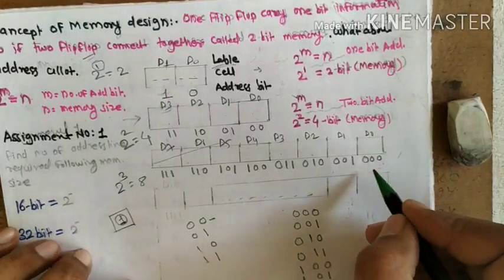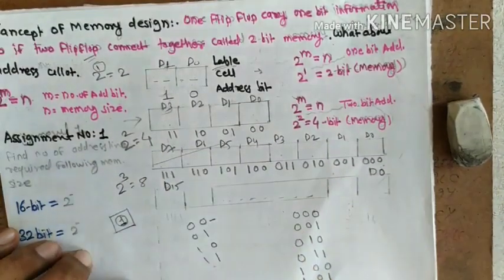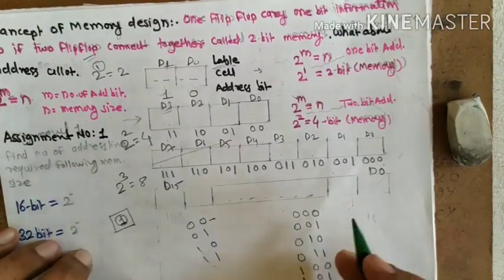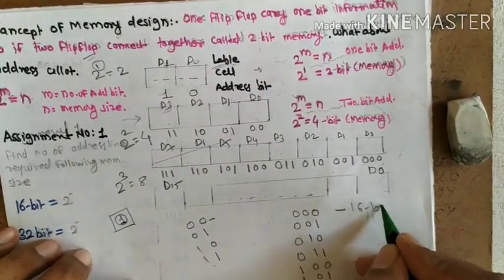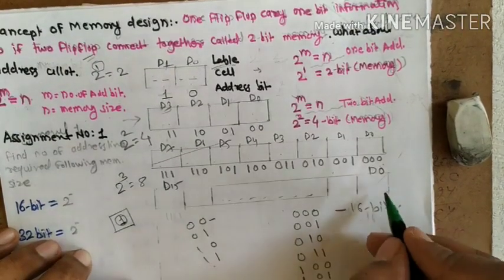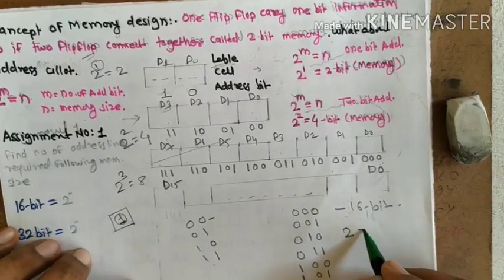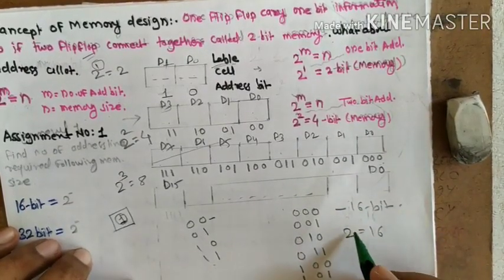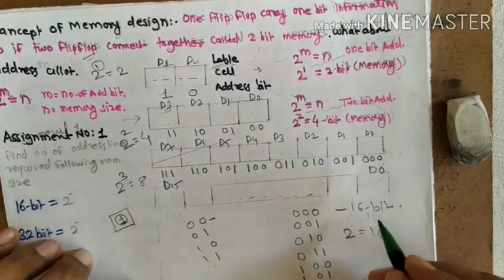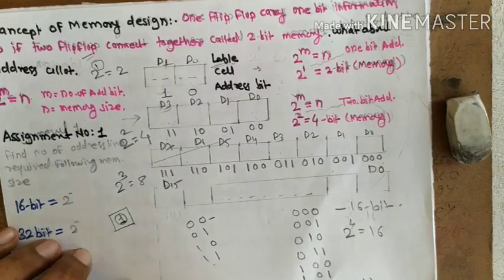If I am labeling this as D0 and this last one is D15, then D0 to D15 means that this memory is 16 bit. For 16 bit, we find 2 raised to 4 is equal to 16. So the address of each location is 4 bit.